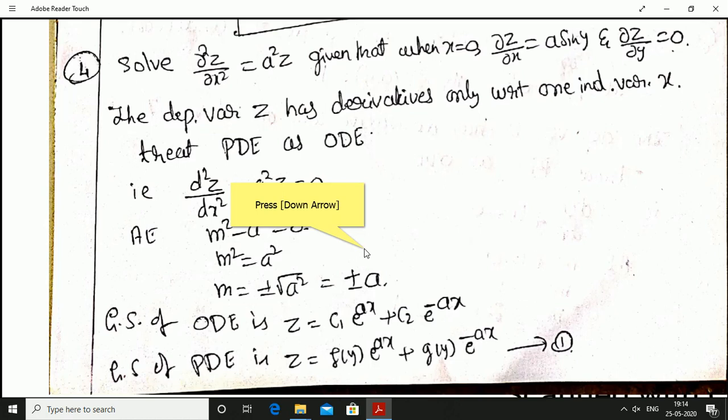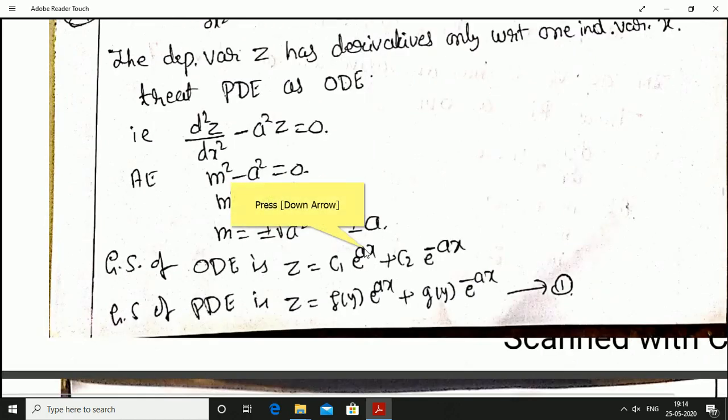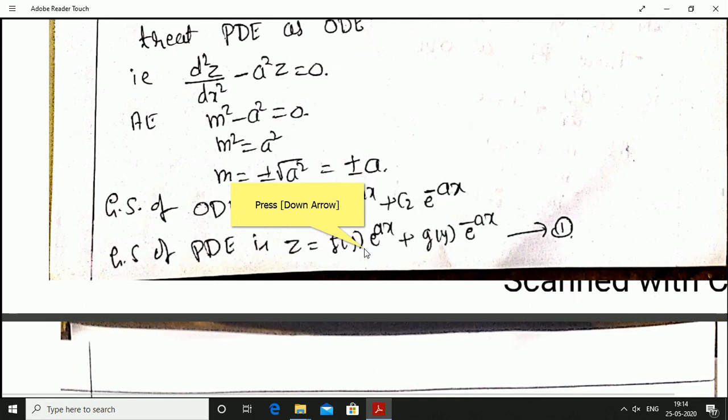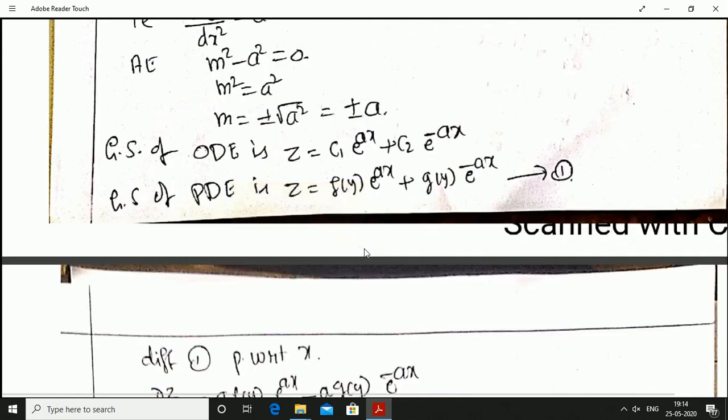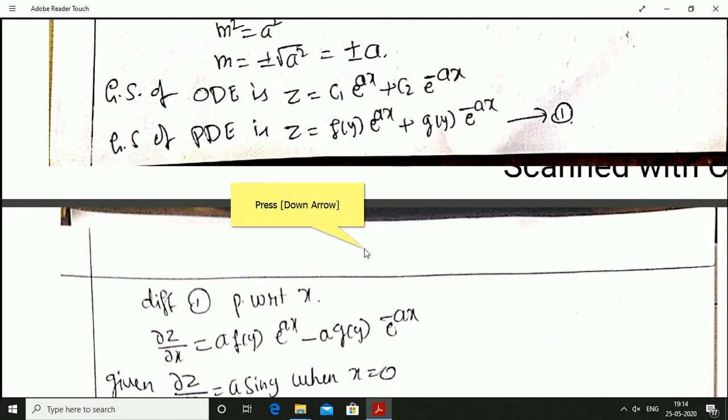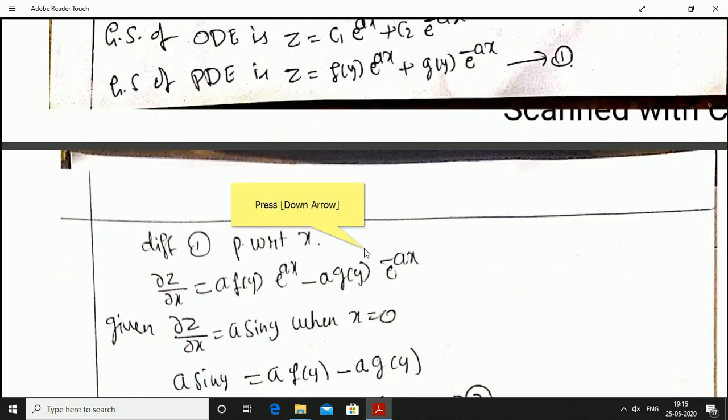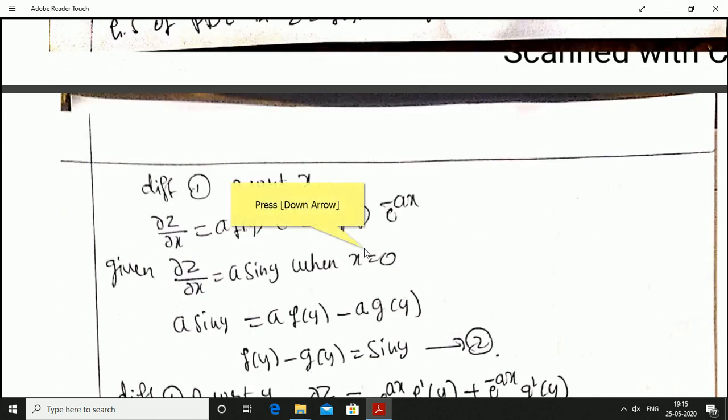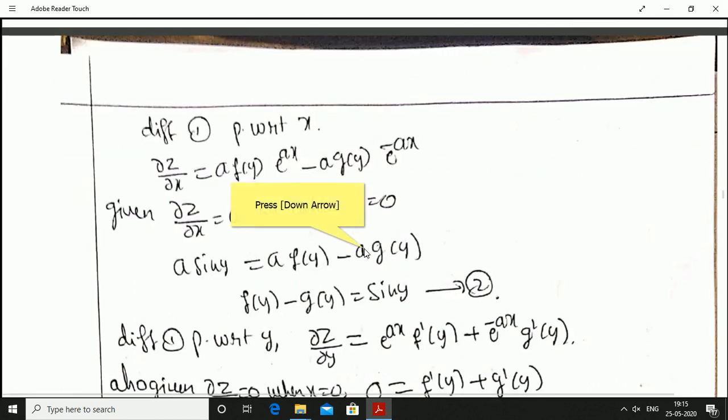Apply the first condition. To apply the first condition, we require the derivative of z with respect to x. So differentiate equation 1 partially with respect to x. Del z by del x is equal to f of y constant, e power ax differentiation is a into e power ax, plus g of y constant, e power minus ax differentiation is minus a into e power minus ax. Apply the condition: del z by del x is equal to a sin y when x is equal to 0. So a sin y is equal to a into f of y minus a into g of y, or else f of y minus g of y is equal to sin y. Call it as equation 2.